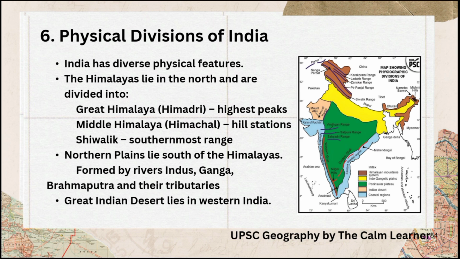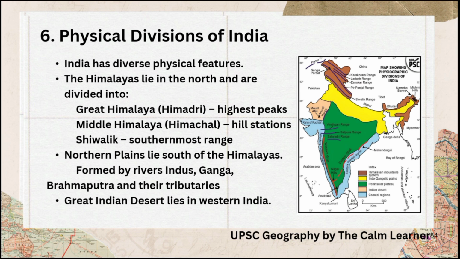To the south of Himadri lies the Middle Himalayas or Himachal. Many famous hill stations like Shimla and Manali are located here. The southernmost range is called the Shivalik. These are the lowest ranges and are made of loose rocks. South of the Himalayas lie the northern plains. These plains are formed by the rivers Indus, Ganga, Brahmaputra, and their tributaries. These plains are very fertile and flat, which is why a large population lives here and agriculture is well developed.